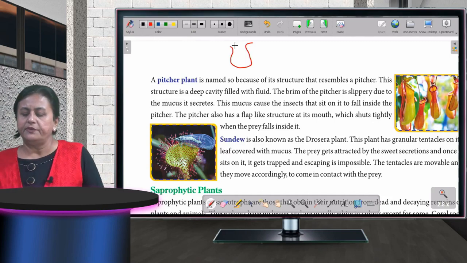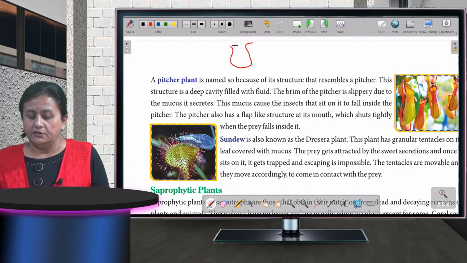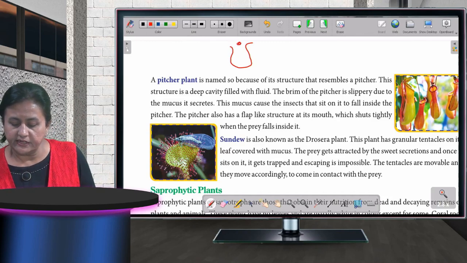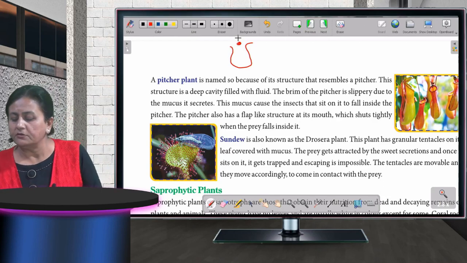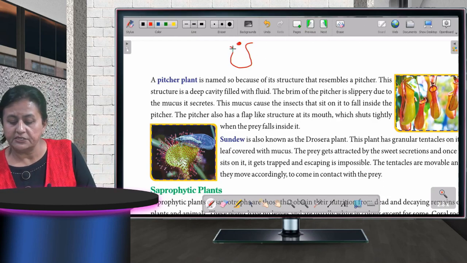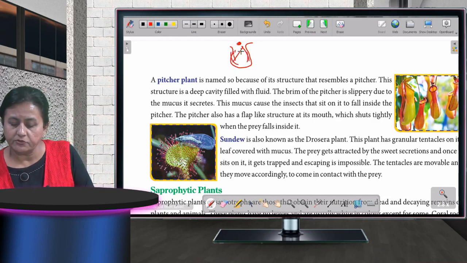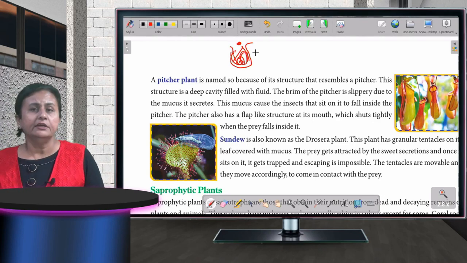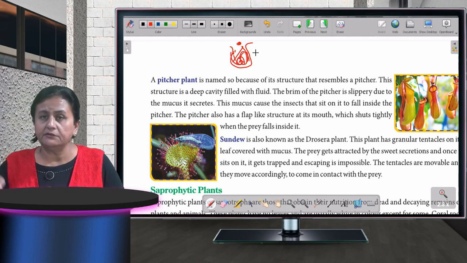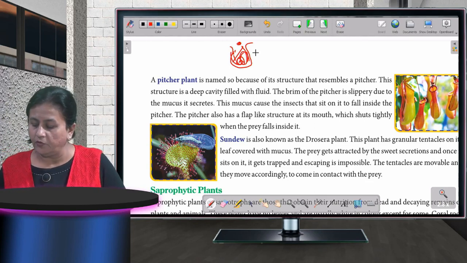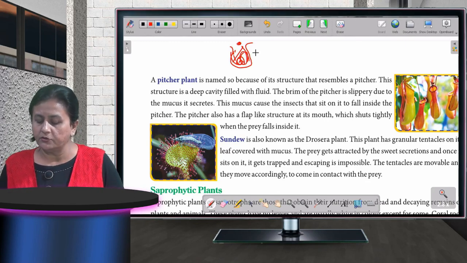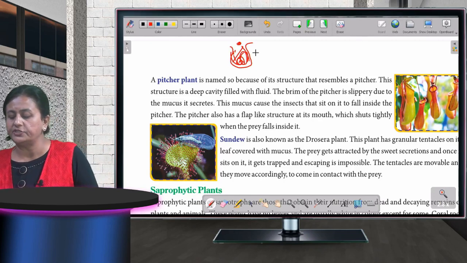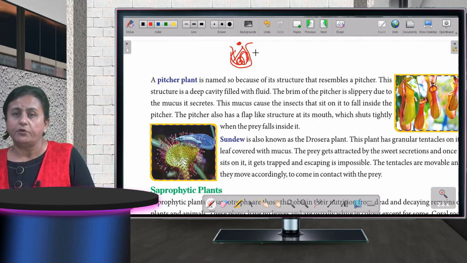Now, what happens whenever any insect sits on it? There is mucus. The pitcher is slippery due to the mucus. It secretes a slippery sort of liquid. As soon as the insect sits on it, it goes inside. Now what happens? Once the insect goes inside it, the pitcher also has a flap-like structure at its mouth, which shuts tightly when the prey falls inside it.